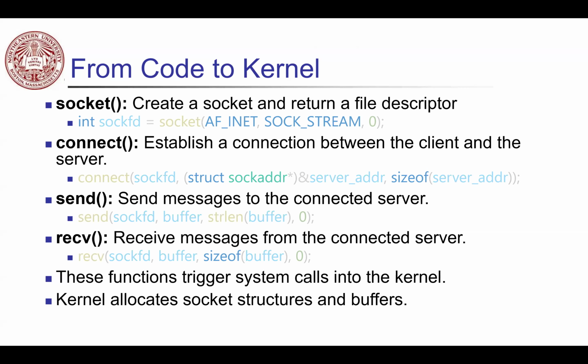The socket function creates sockets and returns a file descriptor. Connect function establishes a connection between the client and the server. Send function sends messages to the connected server, and the client receives messages from the connected server through receive function. These functions trigger system calls into the kernel, and the kernel allocates socket structures and buffers, which marks the beginning of the journey inside the OS networking stack.